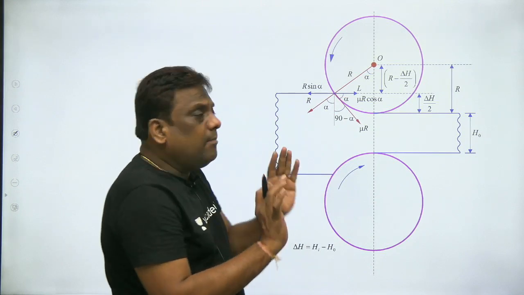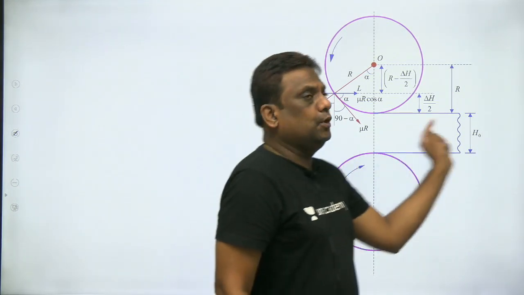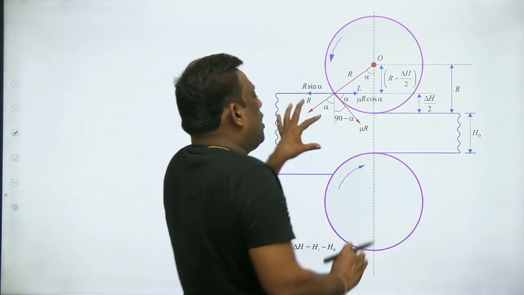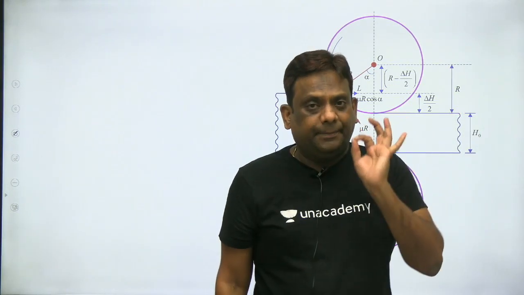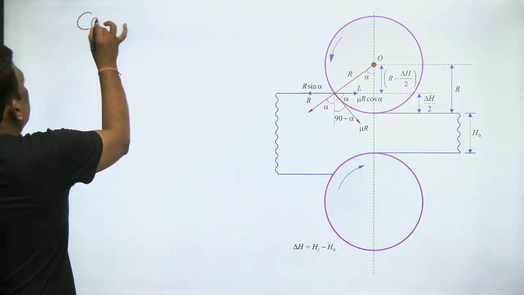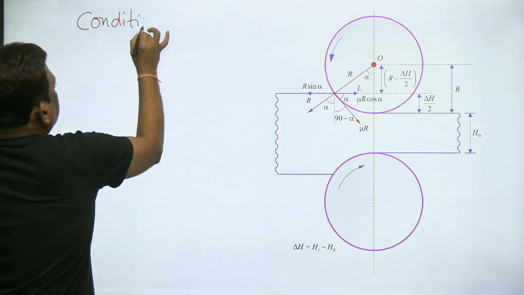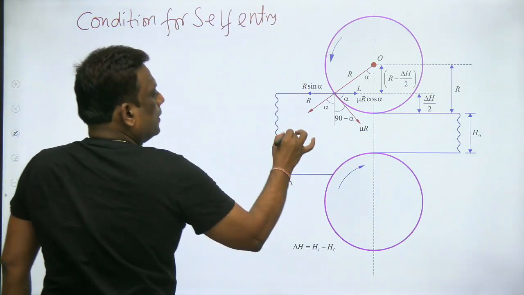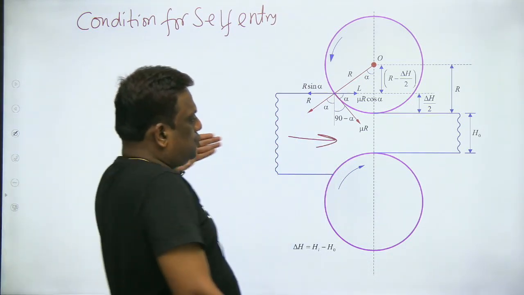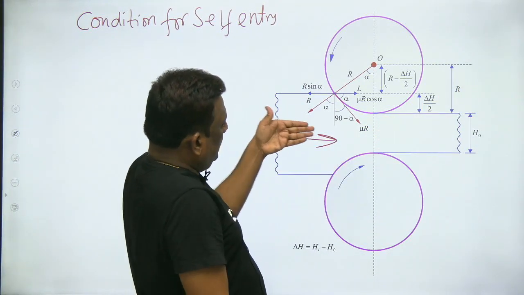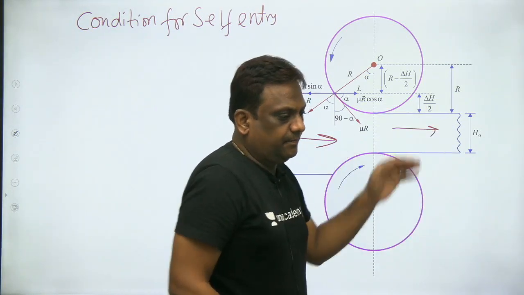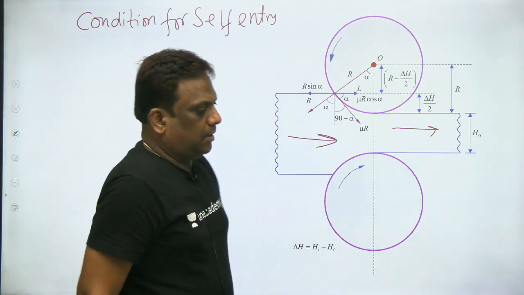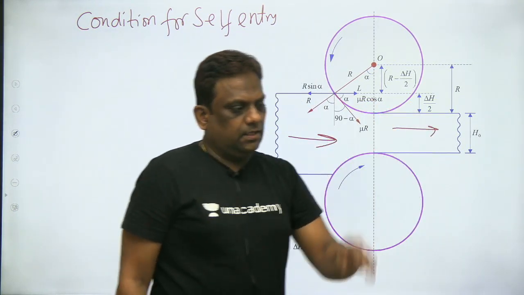मतलब I am neither applying pushing force nor pulling force. So what is the condition for self entry of my workpiece into the rolls? I repeat, now I write condition for self entry of workpiece. So it should move in this direction. Matlab there has to be a net force in this direction, because my workpiece is moving towards right. No issues at all.